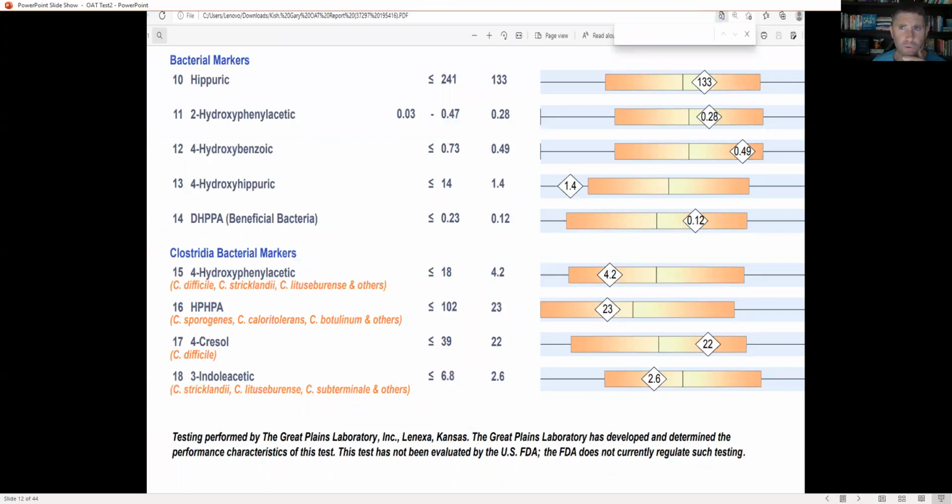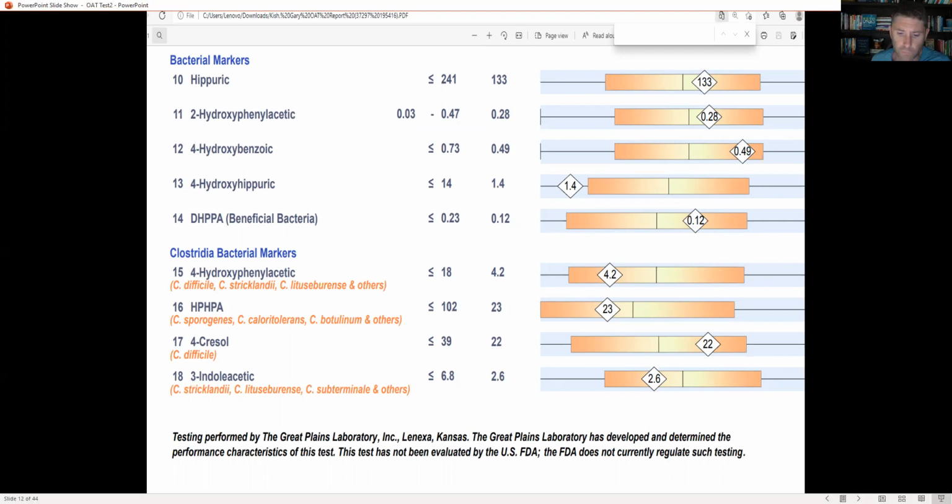Now let's look at bacterial markers here. So you've got things like hippuric acid and 2-hydroxyphenylacetic acid. So you can see all these different markers, DHPPA, which you can see has in parentheses a marker for beneficial bacteria. So if you're taking probiotics, a lot of times the DHPPA will go up.